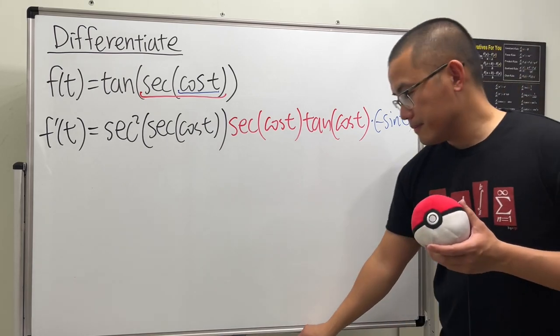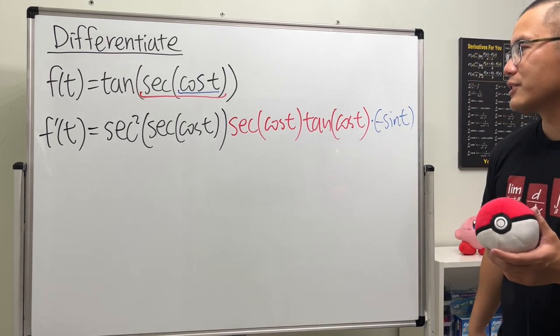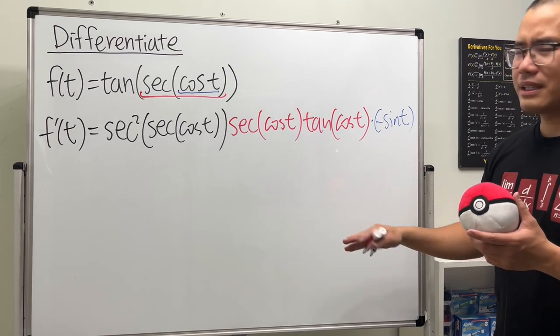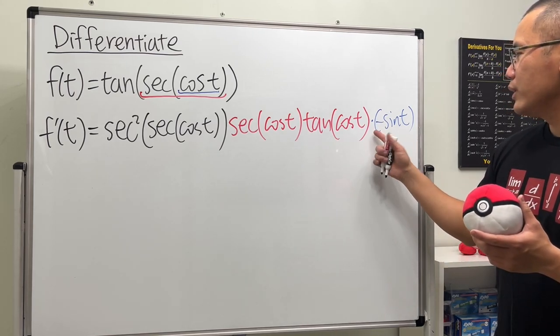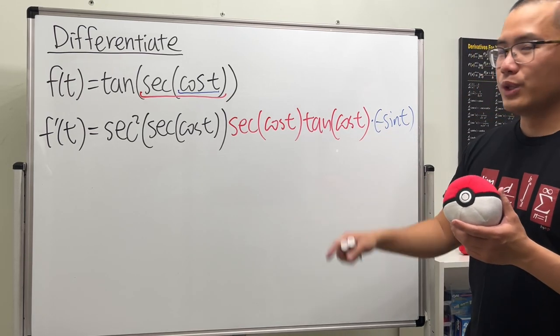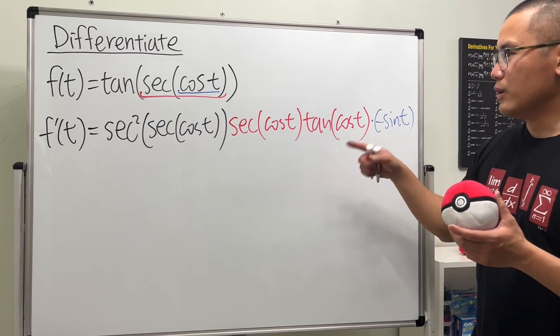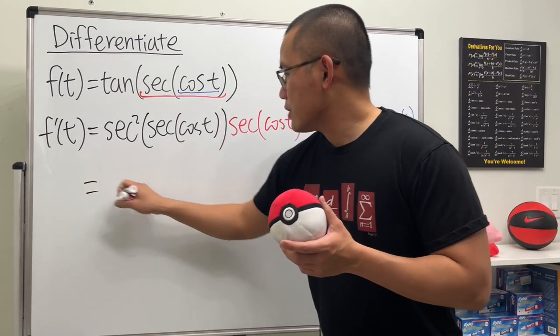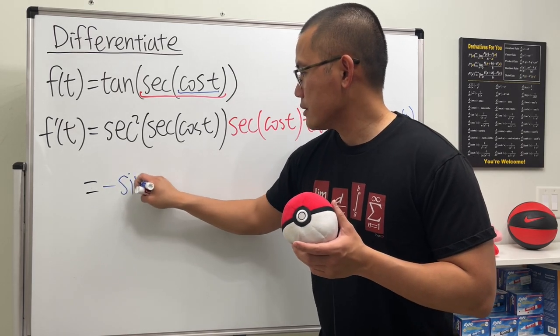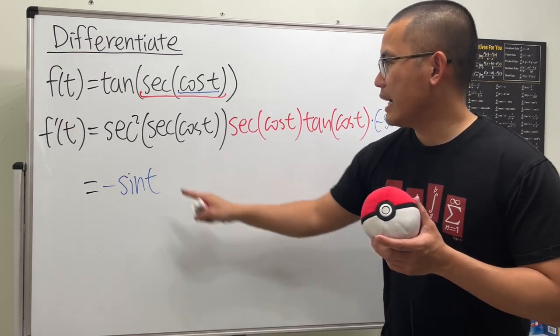So that's pretty much it, right? This is like the big chain reaction. On the test, if you write this down, that's totally okay. But usually we like to have just one little function all the way in the front, and the negative all the way in the front as well. So let me put this down all the way in the front. So we will have negative sine t right here. And then we multiply by this.